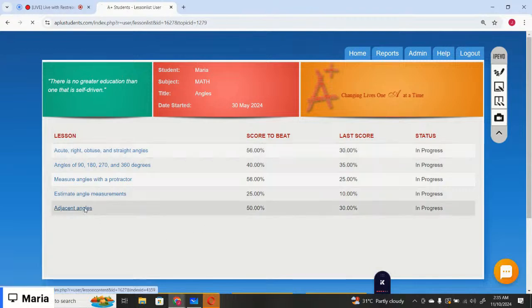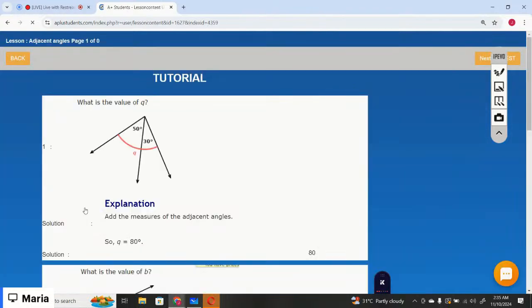adjacent angles. So adjacent means the one that is right next to you, right? What is the value of Q? So you can see you are given two of the angles. One is 30 and one is 50. You need to find the value of Q. Q is the sum of 30 degrees and 50 degrees, right? So Q equals 30 plus 50, that is 80 degrees, right?